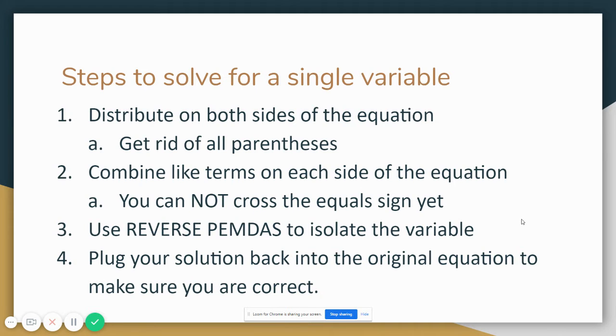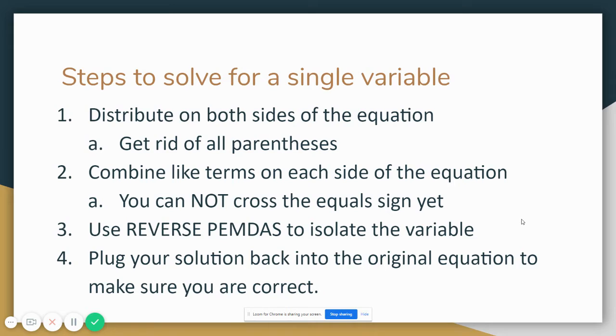The next thing you need to make sure to do is combine your like terms on each side of the equation. So this is not a time where you can cross over the equal sign. Students always want to combine like terms on the whole entire equation, but you have to do it for each expression. In other words, on each side of the equal sign only.